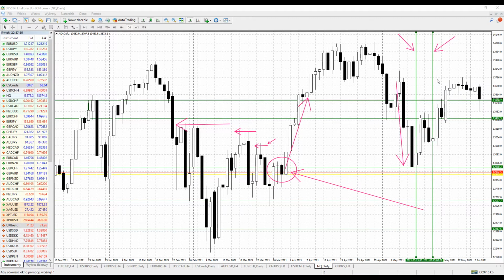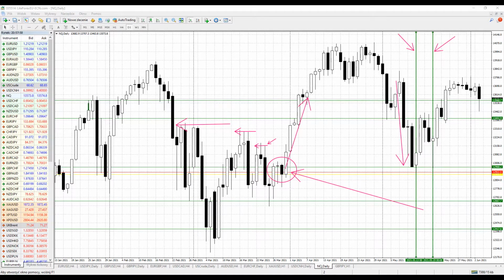Again, talking about the basics: what I've been looking for on the higher time frame, and then switching lower, my scenarios. How, when, why? That's what we are going to briefly discuss today.